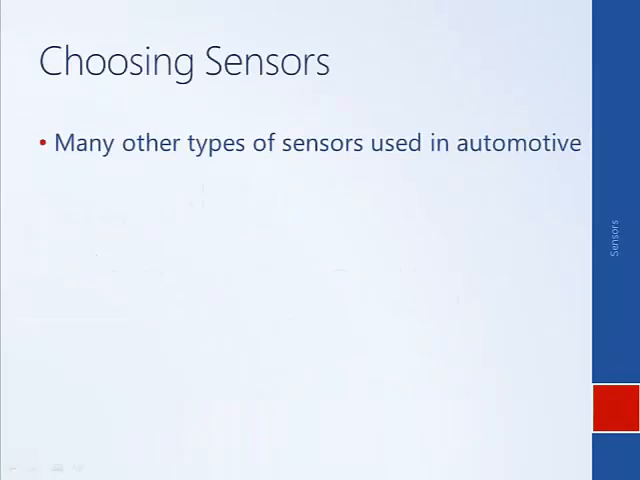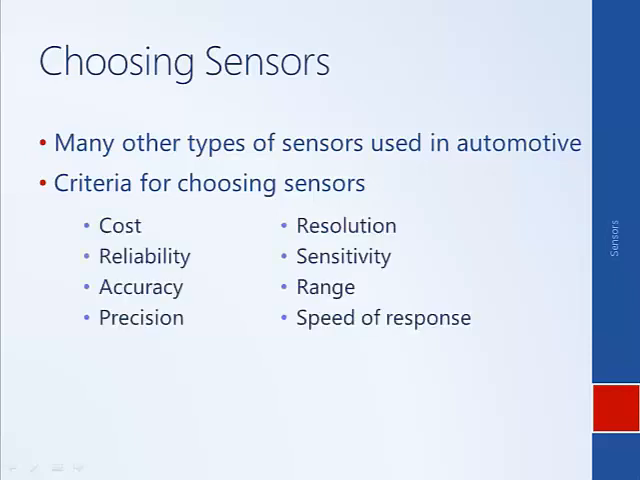So we've given a few examples of different types of sensors that are used in automotive applications. There are many more than the ones that we've discussed here. But one thing you've noticed is that many of them do similar things, measure position or speed, for example. And so we need to choose between all of these different possibilities. And the way that we do that is using a range of criteria.